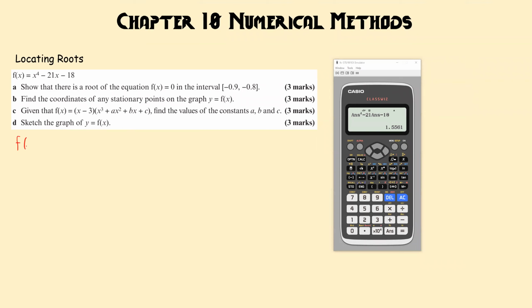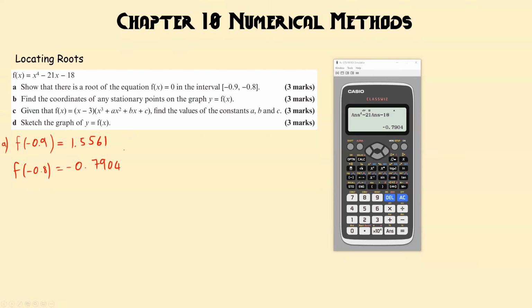So if I just put that in, f of minus 0.9, let's just call it part A, is equal to 1.5561. So we can see that's positive. And then if I just put in minus 0.8, save that, and now put that in. You can see that that's negative, so minus 0.7904. And that's f of minus 0.8.